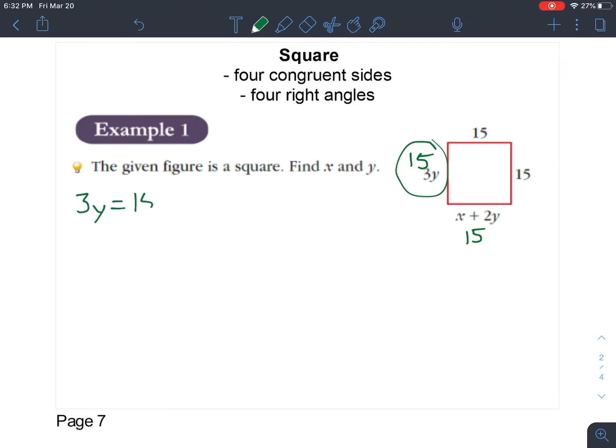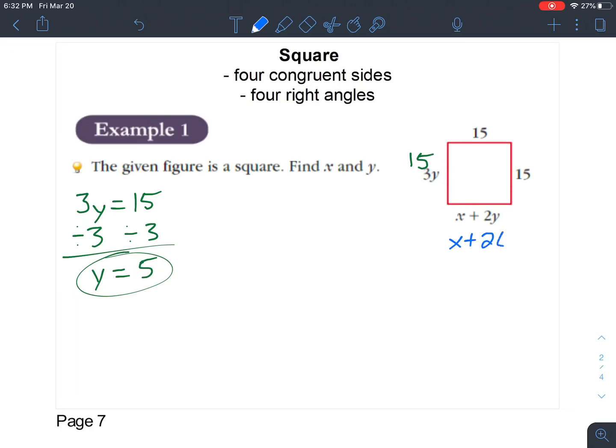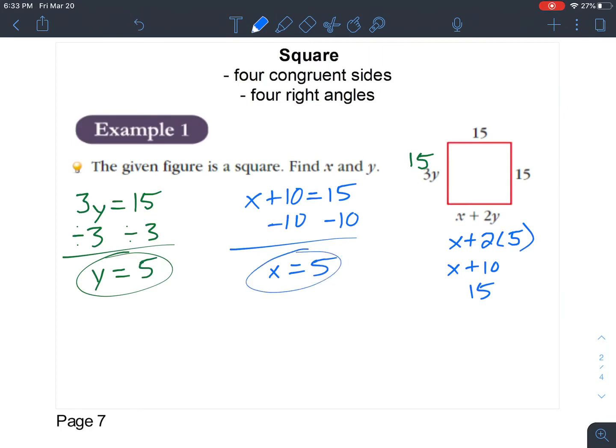So we're going to start by just writing 3y equals 15. We know that we have to divide by 3 to solve this, and y is equal to 5. Now that we have that, we can go ahead and change this side down here into x plus 2 times 5, or x plus 10. And we also know that x plus 10 is supposed to be 15. So then we just need to subtract 10 from both sides, and x is also 5.